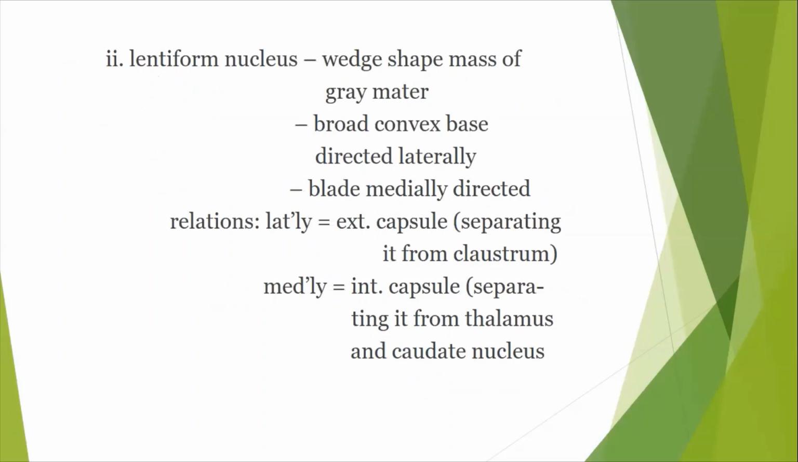The lentiform nucleus is a wedge-shaped mass of gray matter, with a broad convex base directed laterally, and the blade directed medially. Then laterally, your lentiform nucleus is related to your external capsule, separating it from the claustrum. While medially, it will be related to your internal capsule, separating it from the thalamus and the caudate nucleus.